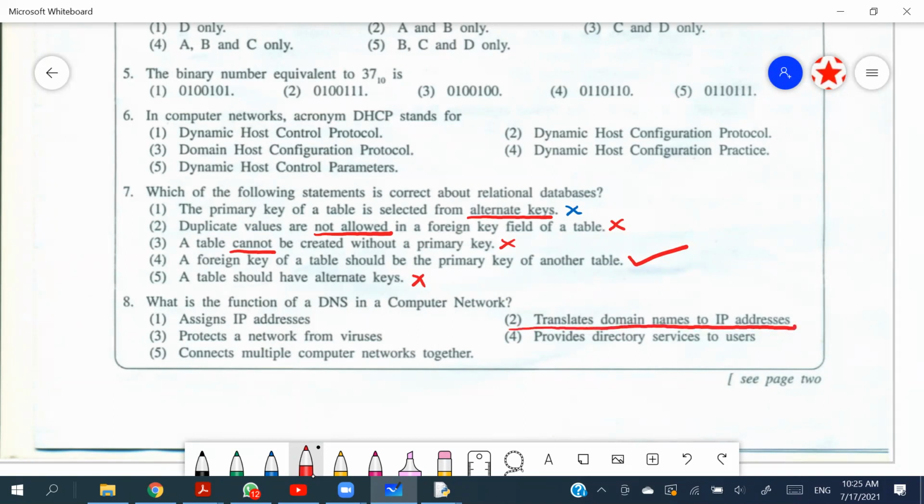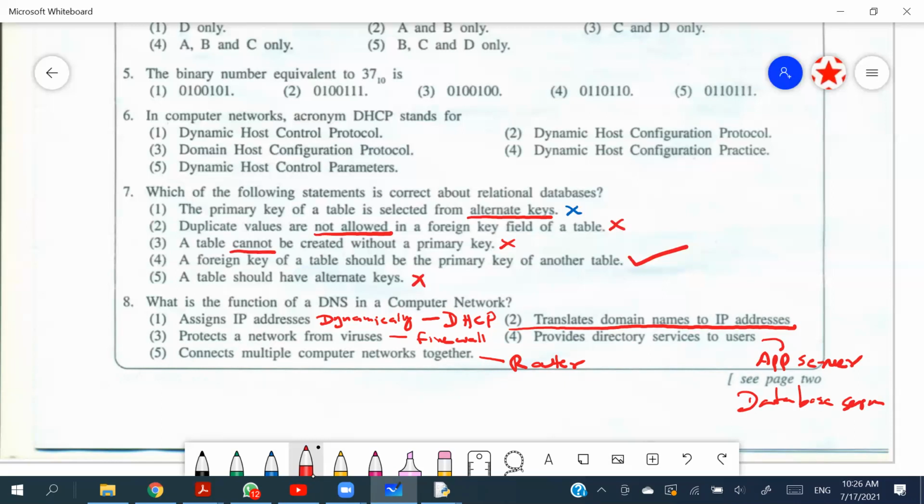Assigning IP address, if this is assigning dynamically, it's going to be the DHCP. Right, protect a network from viruses, we can say firewall and the virus guard. Connect multiple networks together, it's going to be a router or any gateway devices. Provide directory service to the users, method to make an app server, database server, but those are not in our syllabus, right? So anyway, the answer is going to be the second one. It's a clear-cut answer, right?